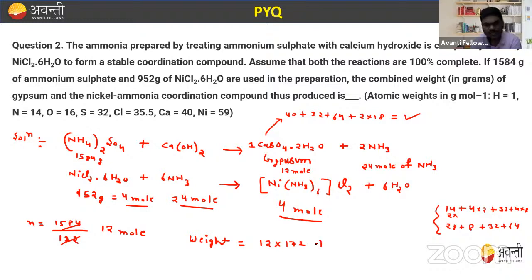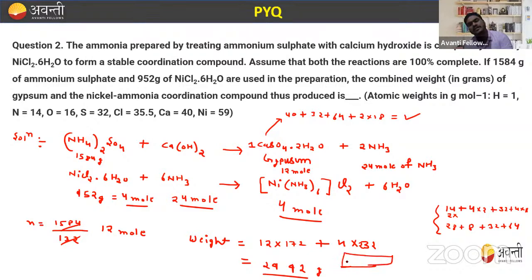So 12 into 172, plus the mass of the nickel ammonia coordination compound, which means 4 into its molecular mass, that is 232. On solving, what we get, beta, is 2992 gram. So this is the correct answer. 2992 gram is the correct answer for this question.